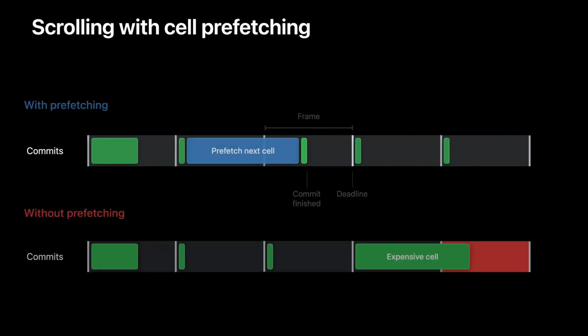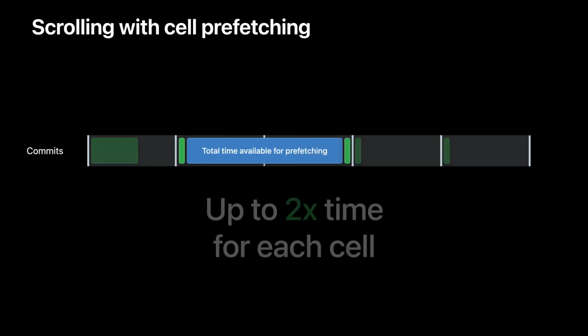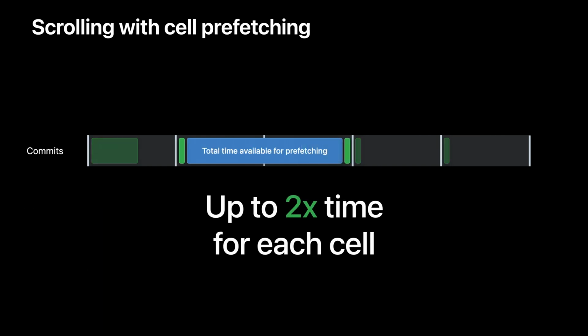Compare this to the illustration we saw earlier without prefetching. Notice how there are no longer any commits missing deadlines, and so there are no more hitches with cell prefetching. This means that your apps get up to twice the amount of time to prepare each cell without causing any hitches. What's more, all you need to do to get this great new functionality is to build your app with the iOS 15 SDK. When I last ran the demo, the app was built with the iOS 14 SDK. Let's check out scrolling in the app when built with the iOS 15 SDK.